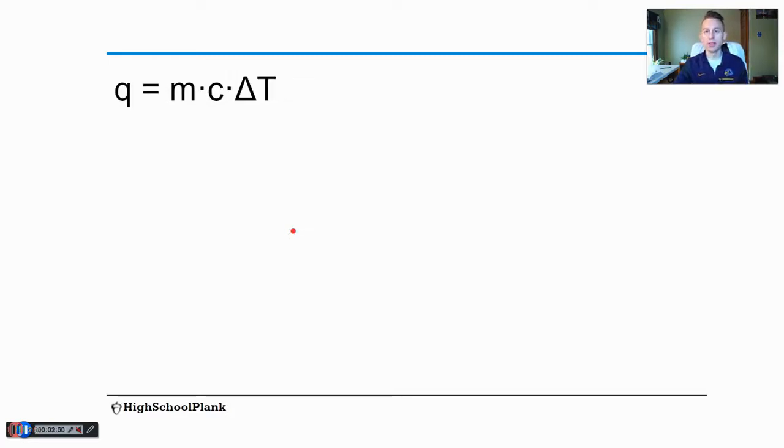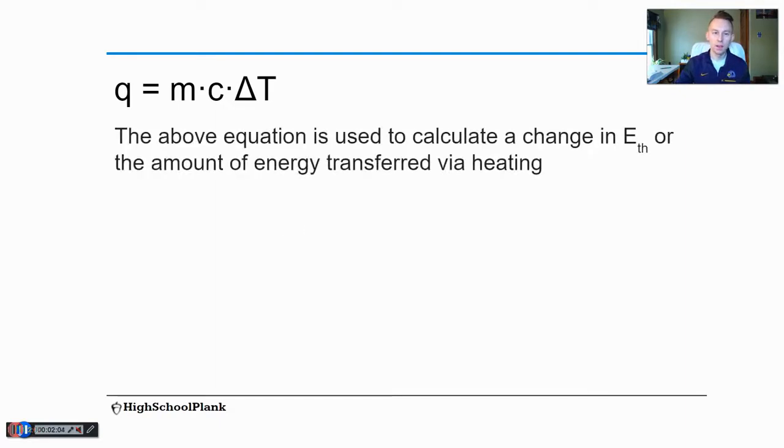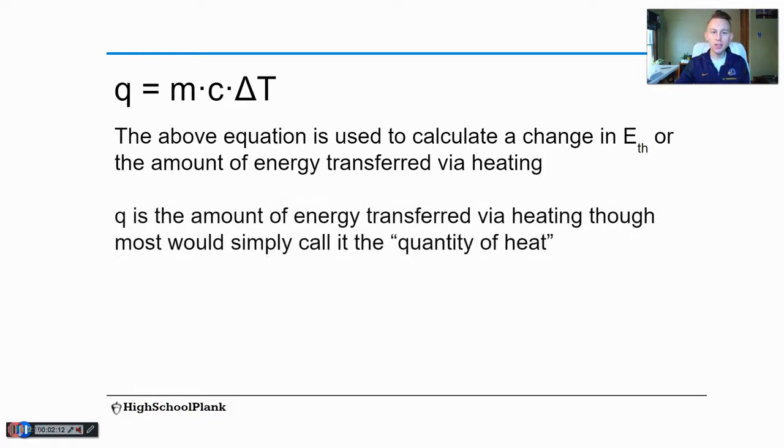So, this equation, Q equals M times C times delta T, is used to calculate a change in thermal energy or the amount of energy being transferred via heating. Q is the amount of energy transferred via heating, though most would simply call it the quantity of heat.